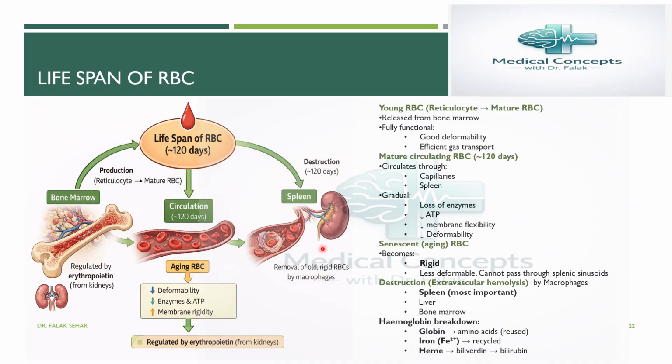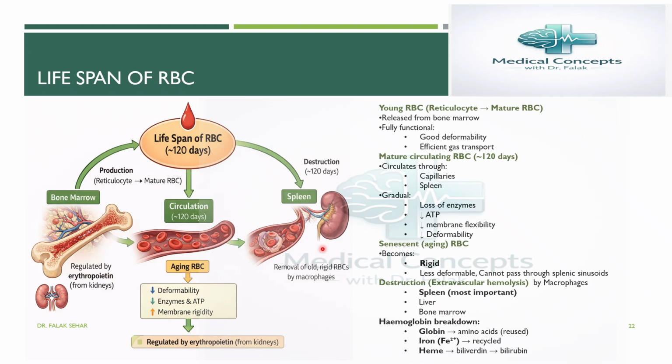Over time, they gradually lose enzymes and their ATP, which leads to reduced membrane flexibility and decreased deformability. As RBCs age, they become more rigid and less able to pass through the narrow splenic sinusoids. These senescent red cells are then removed by macrophages mainly in the spleen but also in the liver and the bone marrow. This process is known as extravascular hemolysis.